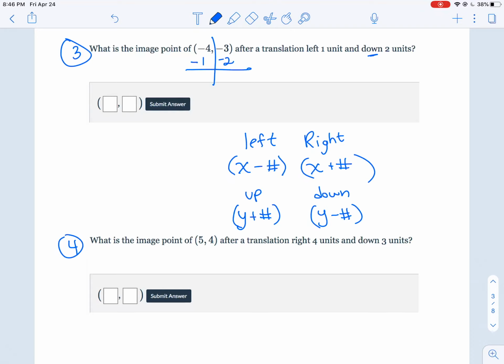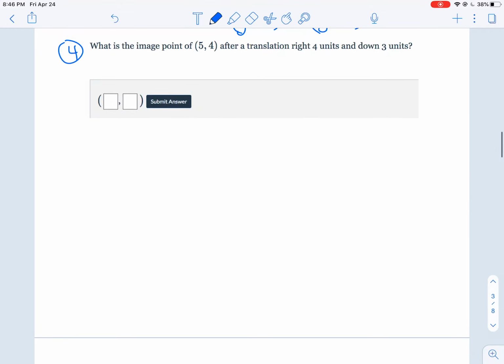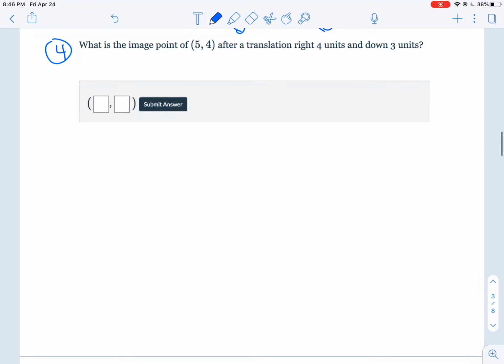And I'm just going to basically create this math problem. -4 minus 1 is -5. -3 minus 2 is -5. So my ordered pair is -5, -5. Okay. Same thing for this next question here.